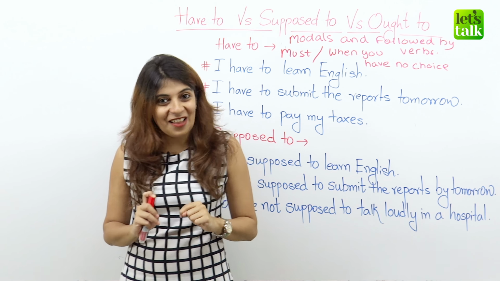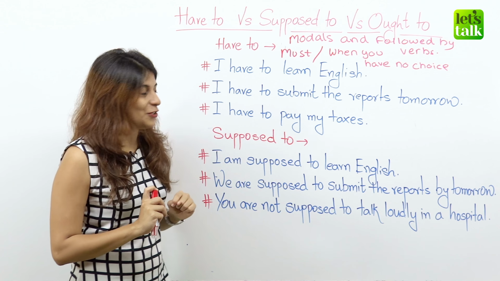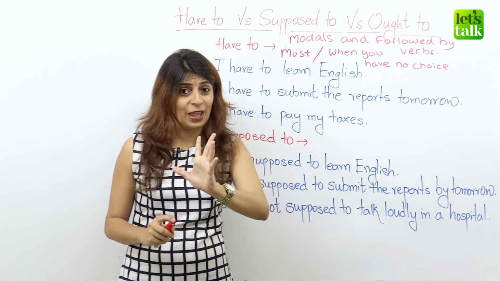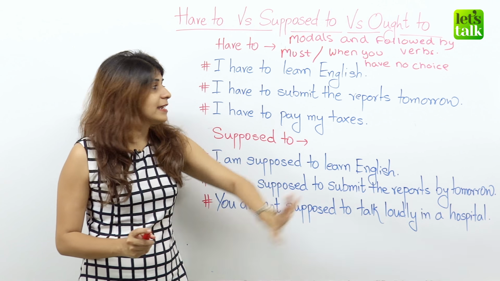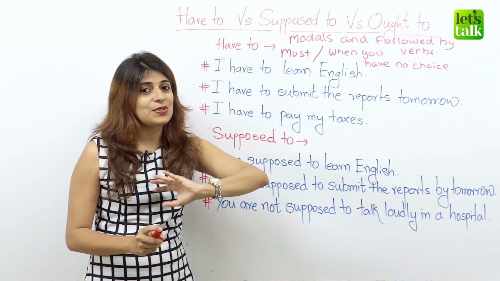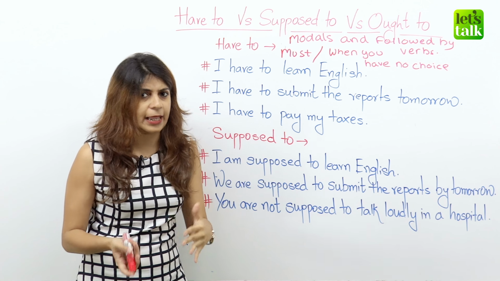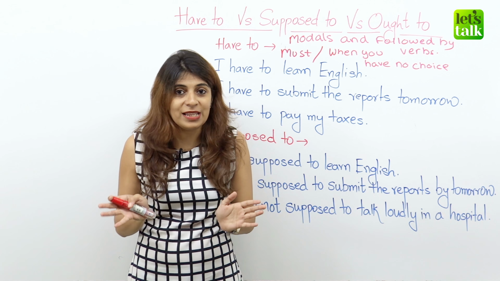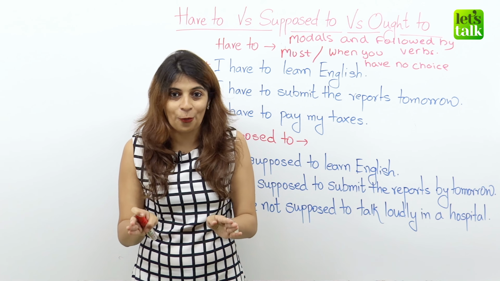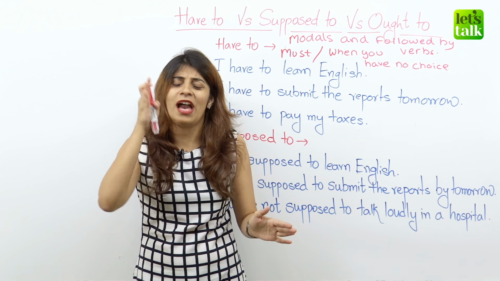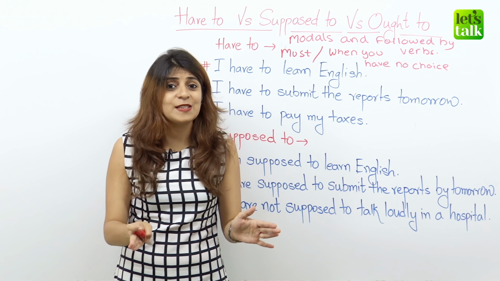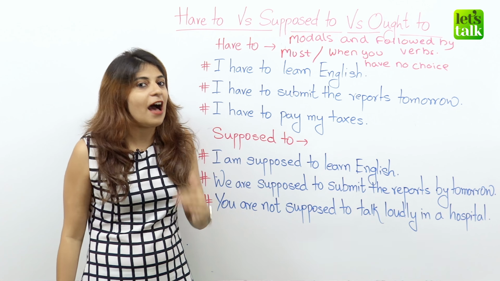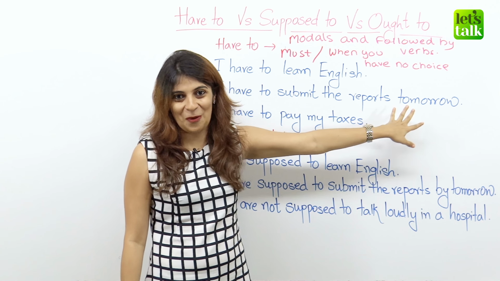Let's have a look at another example using have to. I have to submit the reports tomorrow. Again, we can either use have to or must, like I must submit the reports tomorrow, or else there will be consequences. So you have no choice. It's like the deadline, you have to do it, or else your boss is really going to be mad at you. So you are saying that I have to submit the reports tomorrow.